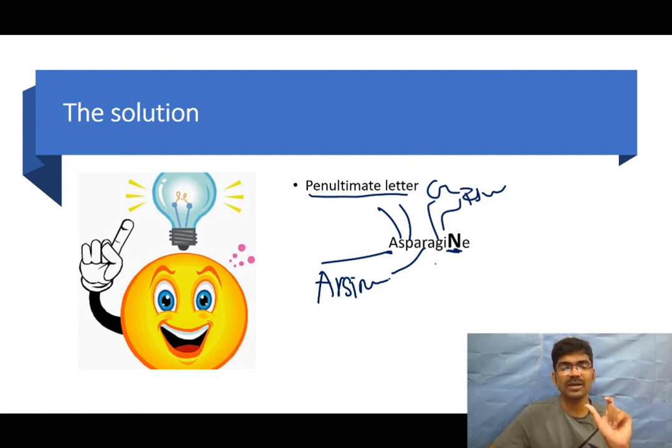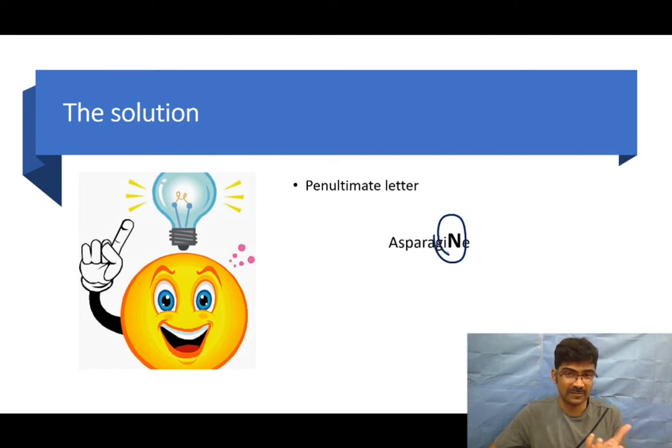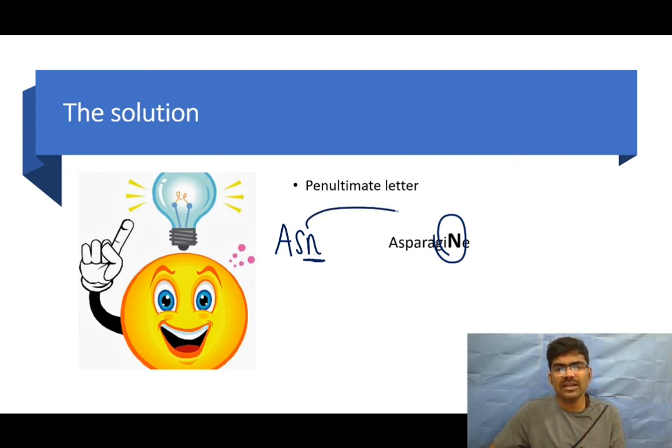So for asparagine, the penultimate letter N, because, you know, N signifies the amido group, right? So for asparagine we use the third letter also, ASN in the 3-letter code. So N is a convenient one for asparagine.